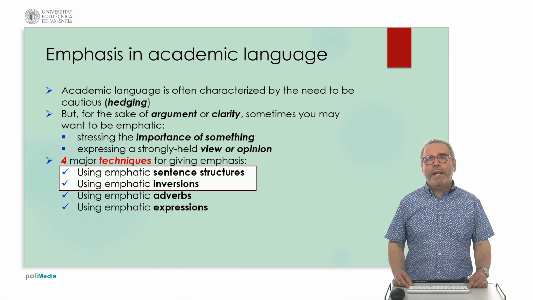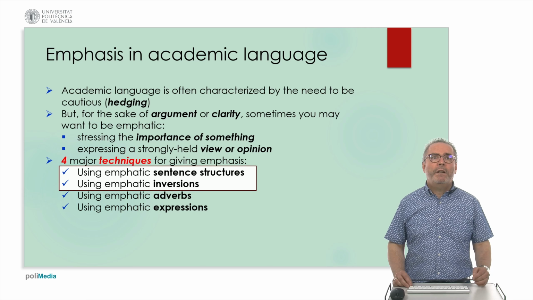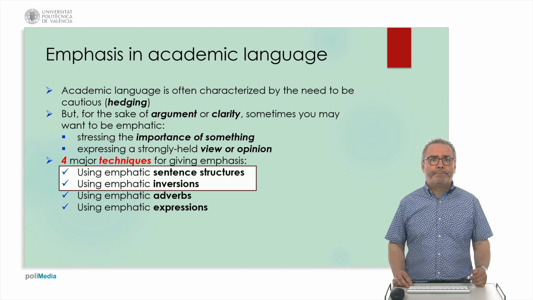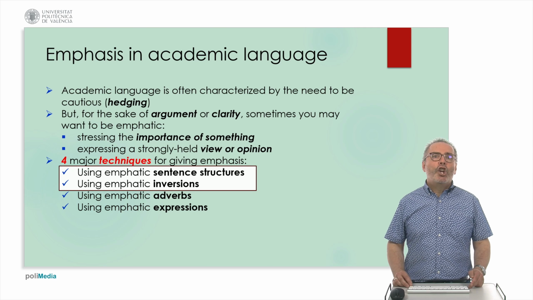Emphasis is important in academic English, although academic English is normally characterized by a distance, by hedging. Sometimes, because we want to emphasize an argument, to clarify something, we want to be emphatic, especially when we want to emphasize the importance of a specific claim, or when we want to give a view or opinion. There are four major techniques for giving emphasis: using emphatic sentence structures, using emphatic inversions, using emphatic adverbs, and using emphatic expressions. In this video, we will focus on the first two.